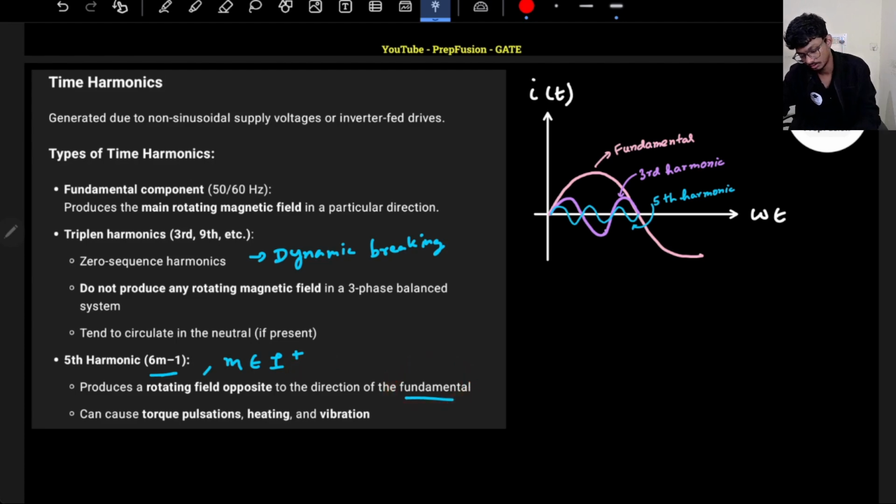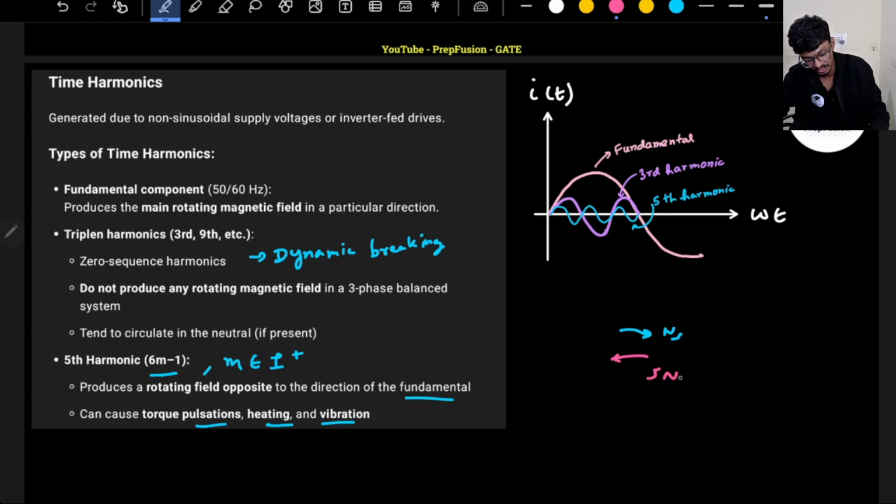Okay, so this will provide torque pulsations, heating and vibrations. Why? Because the fundamental component is telling it to rotate in the clockwise direction, but the fifth harmonic is telling it to rotate with 5 ns speed in the anti-clockwise direction. But of course the torque produced will be much smaller, because the magnitude of the current due to the fifth harmonic will be much smaller than the fundamental component. That is understandable, but still there will be a bit of backward torque, right? So due to that there can be pulsations, heating, vibrations, all those things will be present over there.